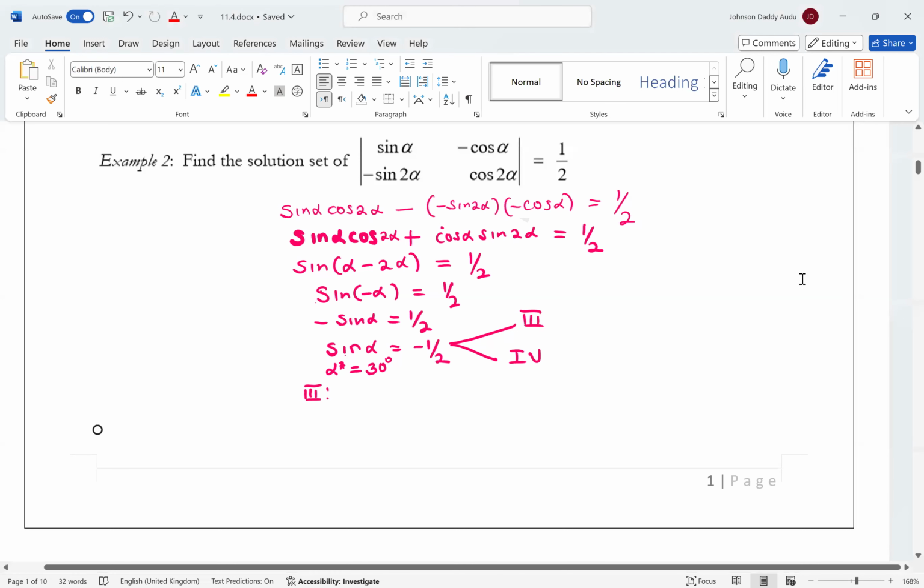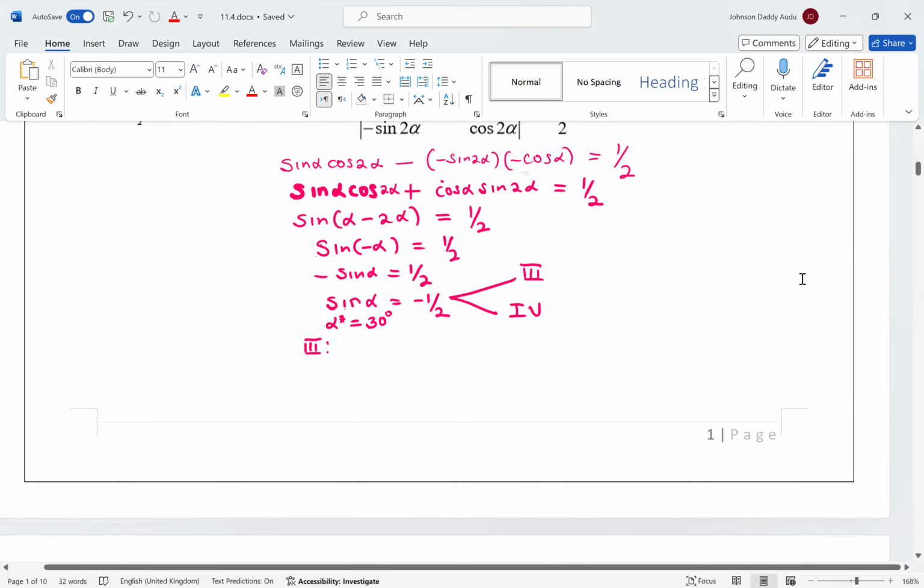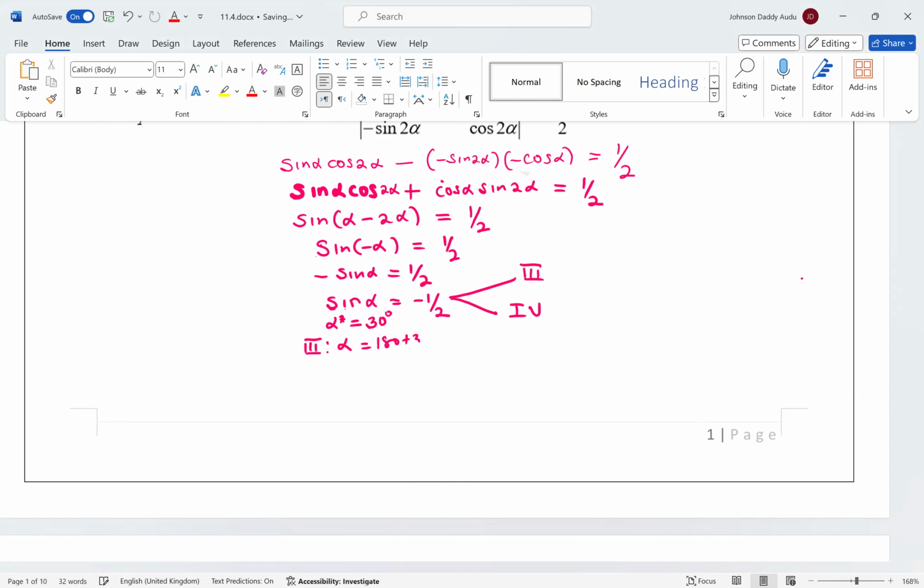So it means here alpha is just going to be 180 plus 30, which is 210 degrees. And then you can add 360n. Then if you're in the fourth quadrant, alpha will be 360 minus 30, which is going to be 330 degrees, and we can add 360n. Here n is an integer. So this is the general solution.